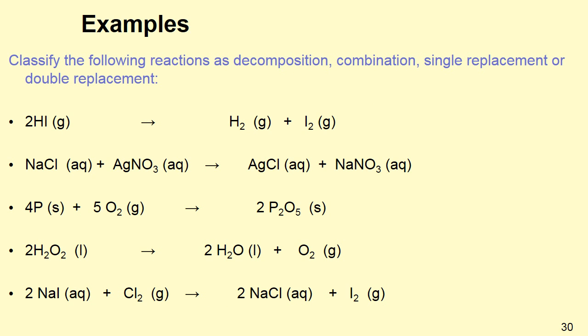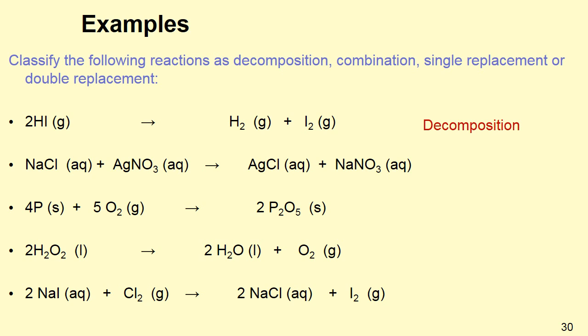All right, let's do a few examples. Classify the following reactions as either decomposition, combination, single replacement, or double replacement. All right, so the first one, 2HI produces H2 and I2. I'll give you a minute to think about it. All right, well, the main thing to notice here is that we only have one reactant. When one reactant breaks apart, then that is decomposition.